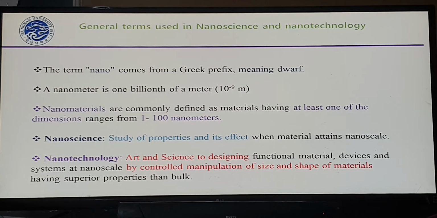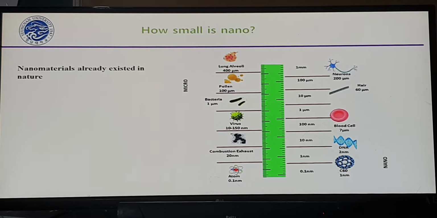And then we need to know how small is nano. Actually, we cannot see it with our physical eyes, and it is a little tough to guess how much is nano scale. But you can imagine, or compare, from bulk to nanomaterial. So let's see this. This is from microorganisms which we can estimate from microscopes.